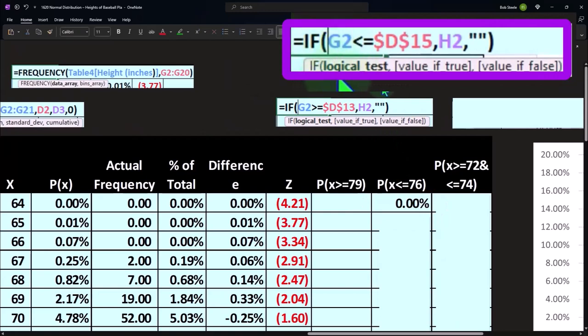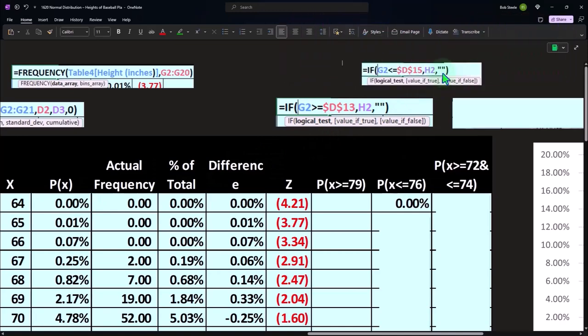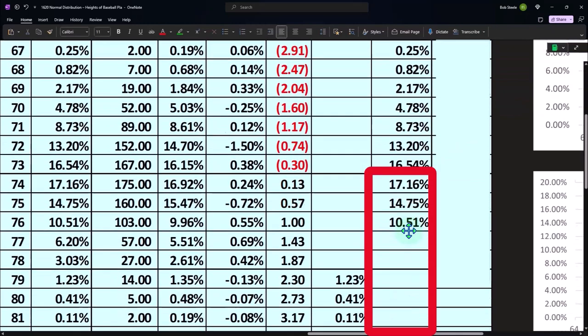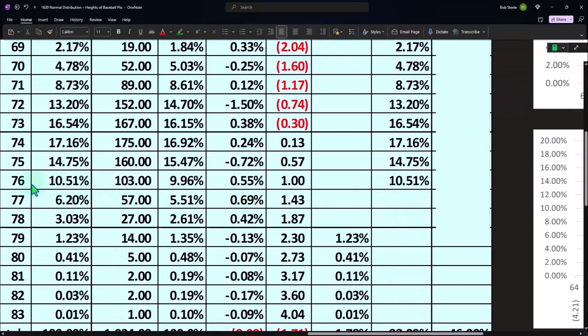If the logic test is that this X is greater than or equal to 76, then is the comma, then what do you want it to do? Pick up the P of X. If not, that's the second comma, what do you want it to do? Leave it blank, represented by quotes, because text with nothing in the middle, quotes are the text with nothing in the middle. So you can see if I go down here, it stops then at the 76.